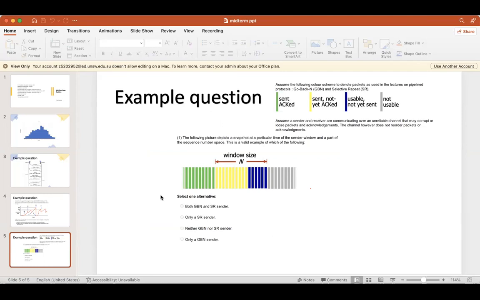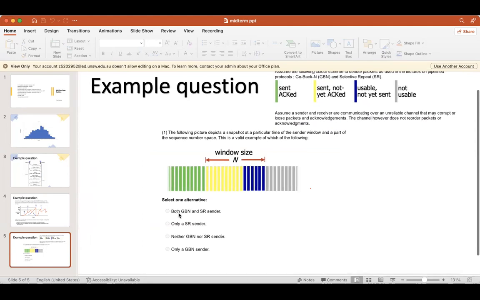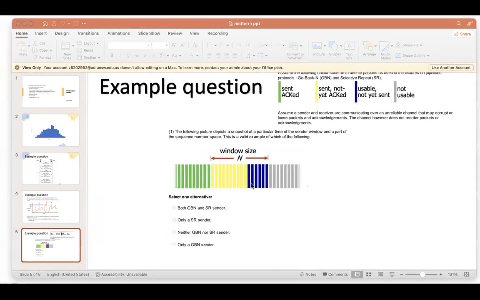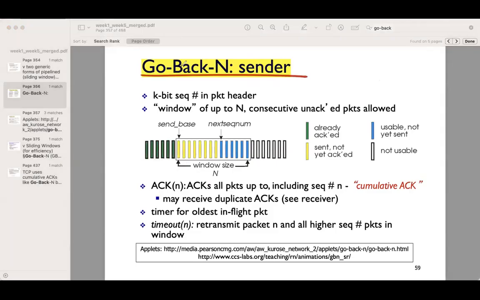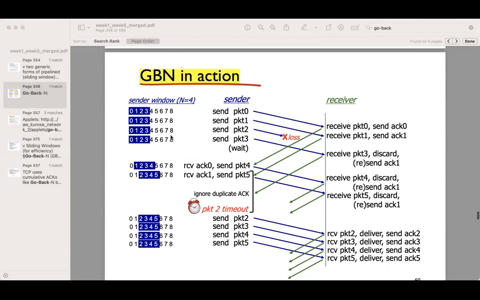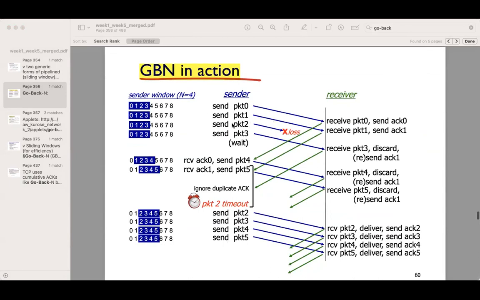Okay, so most of us get the correct answer. The answer is A. It could be Go-Back-N or selective repeat. And let's try to figure out what is the difference between them. So this is Go-Back-N, which means if we have a packet loss, then we will go back to the beginning and send them all. Let me see if I can find, yes, this is the graph. So we have a packet loss in here, the packet 2.